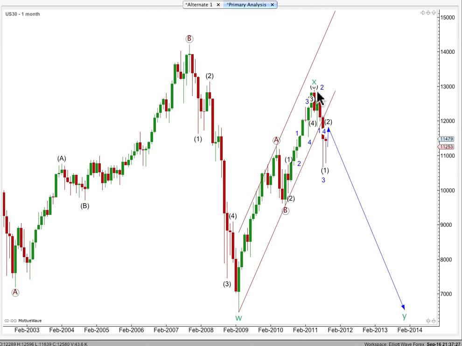So the zigzag that I have here labelled cycle degree wave X is over because the trend channel is breached, and the next wave down would be the second structure of either a double flat or a double combination. So wave Y at cycle degree can be either a flat, a zigzag or a triangle. It's less likely to be a triangle than the other two. Let's have a look at this on a daily chart.